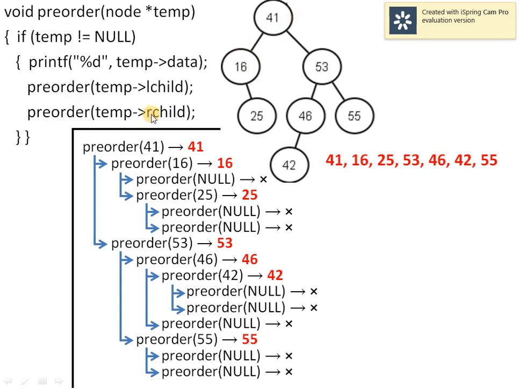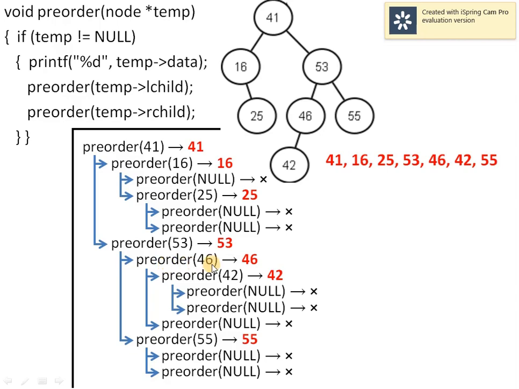Now we have reached the point where temp is equal to 41. So we have to call the pre-order procedure for right of 41 now. So pre-order will be called for right of 41, that is 53. So 53 is present, it is not null. So 53 will be printed. Then we will call pre-order for left of 53 first.